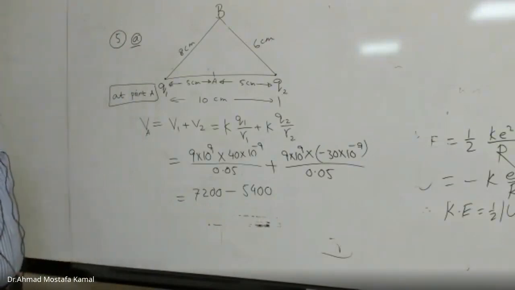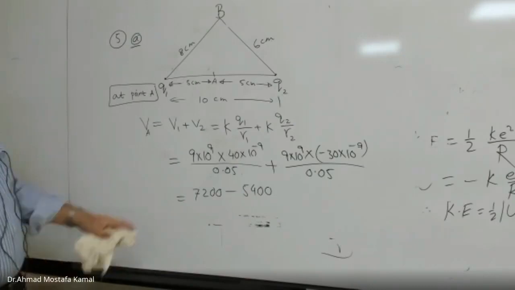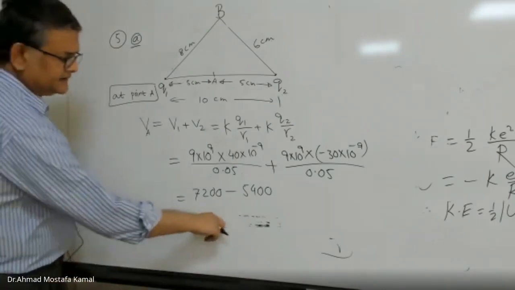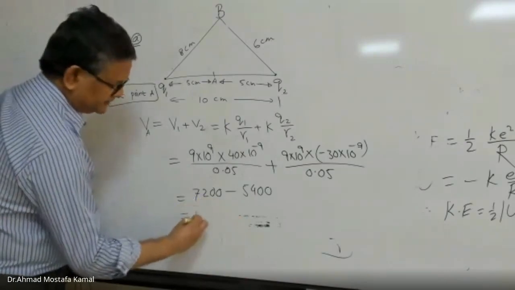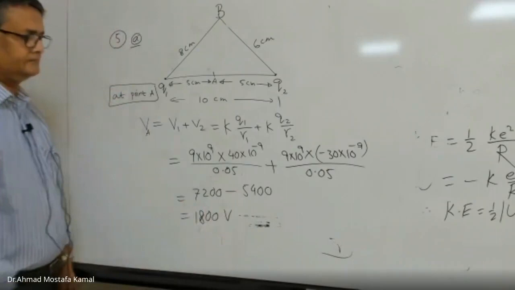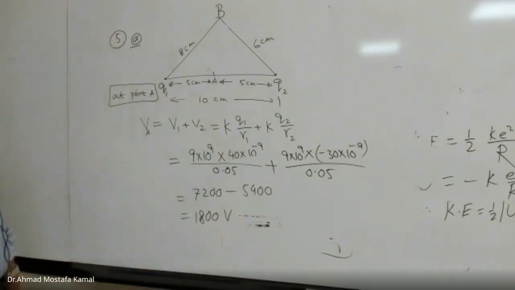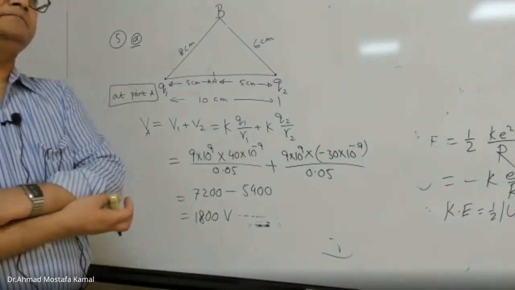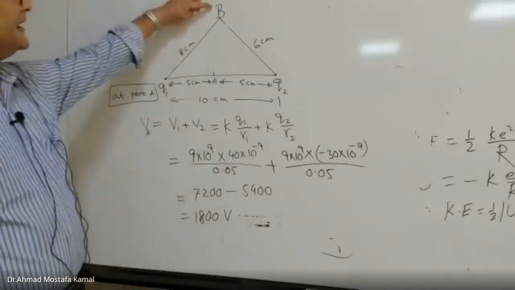So I did it without calculator. I hope that is okay. So 7200 minus 5400 is 1800 volt. Okay, so this is the potential at point A. Have you got it? Any problem? No, sir. Okay. Then what is the potential at point B?